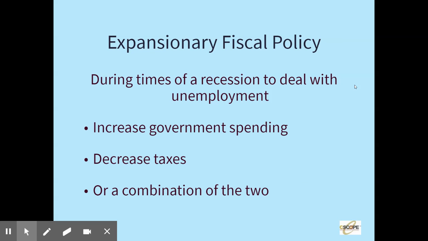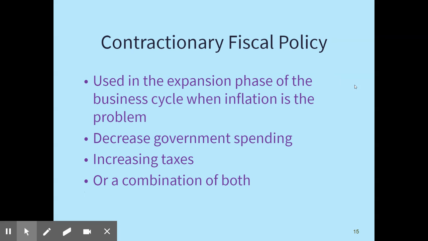During times of a recession, to deal with unemployment, increase government spending, decrease taxes on people, or a combination of the two. Increasing government spending is, again, getting the gears turning in that economy, and decreasing those taxes too. We'll do that during the recession phase of the business cycle. We've seen this a little bit on some previous Ed Puzzles, things that you will do during expansionary fiscal policy to expand the economy during a recession. So those are some things that you would do.